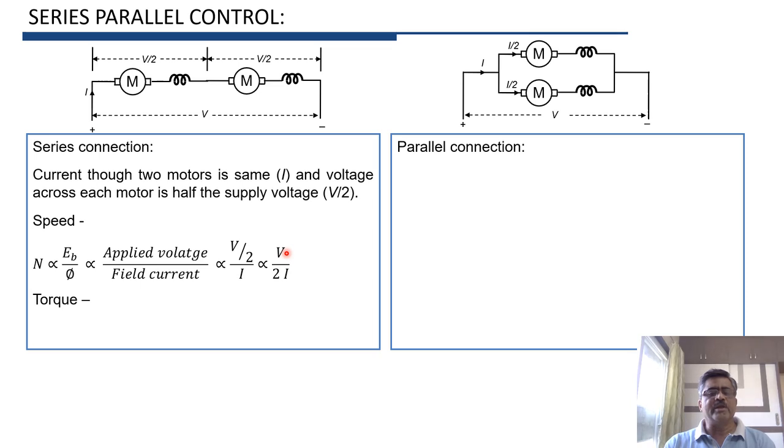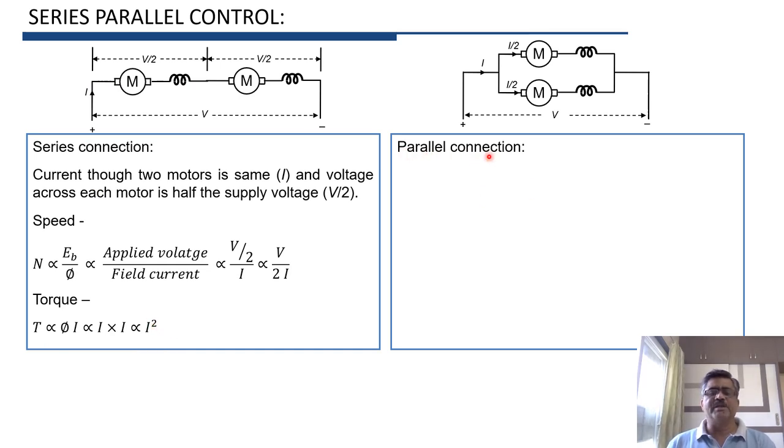Now the torque is proportional to the product of flux and armature current. That is, T is proportional to phi into I. And as the motor is a series motor, phi is also proportional to I. And therefore, T is proportional to I into I because the current flowing through each motor is I. And therefore, T is proportional to I square.